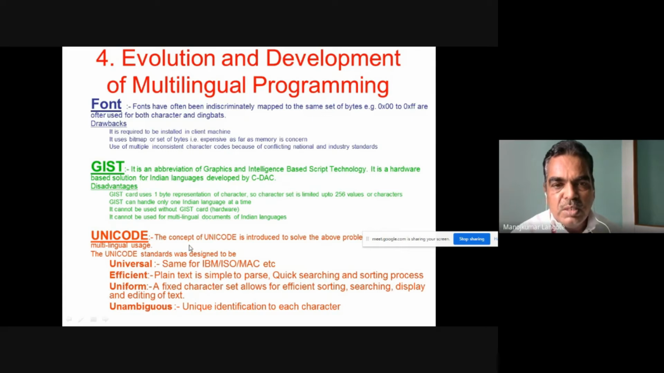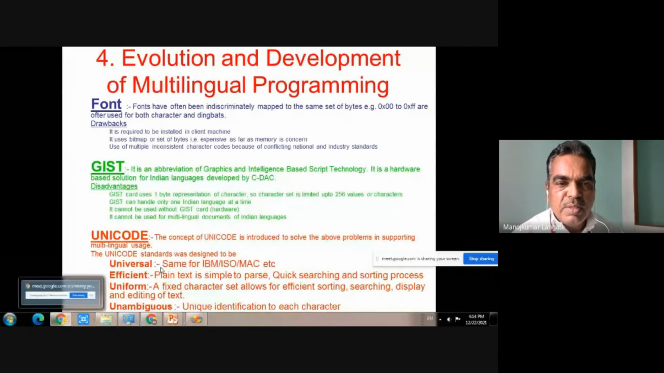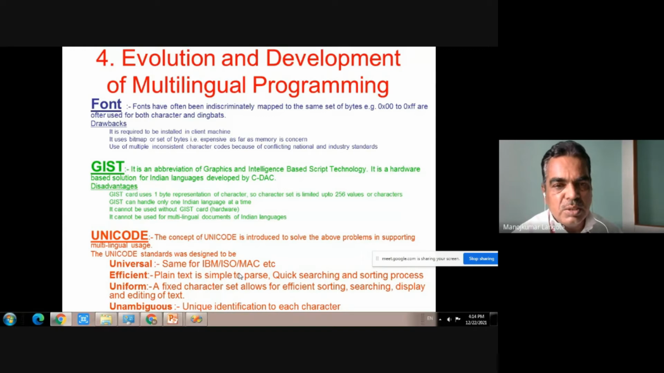Then Unicode. Unicode was introduced to solve the above problem, for supporting multilingual usage. Unicode stands for Universal Code, and this was universal, the same for IBM, ISO, Mac, etc. Then it was efficient because it is not a graphical solution. It is just a code of 2 bytes. Then it was uniform across the world. We can use it on any platform in any language, and it was unambiguous.